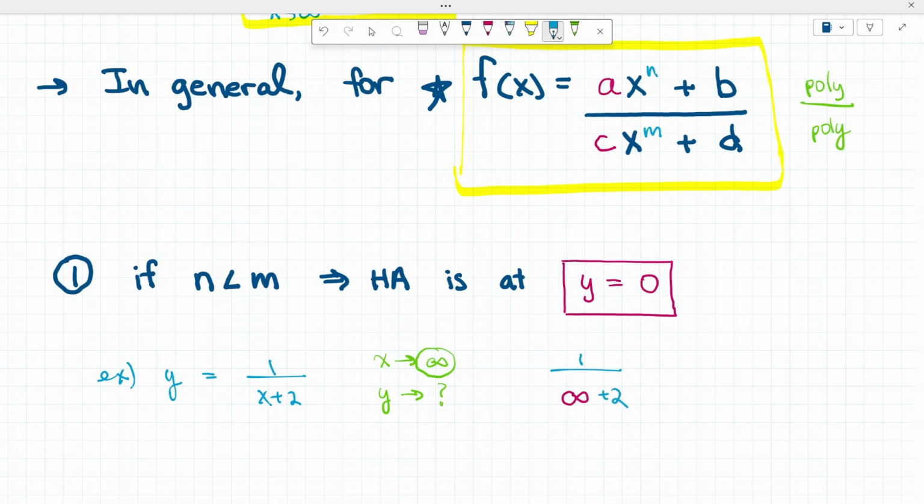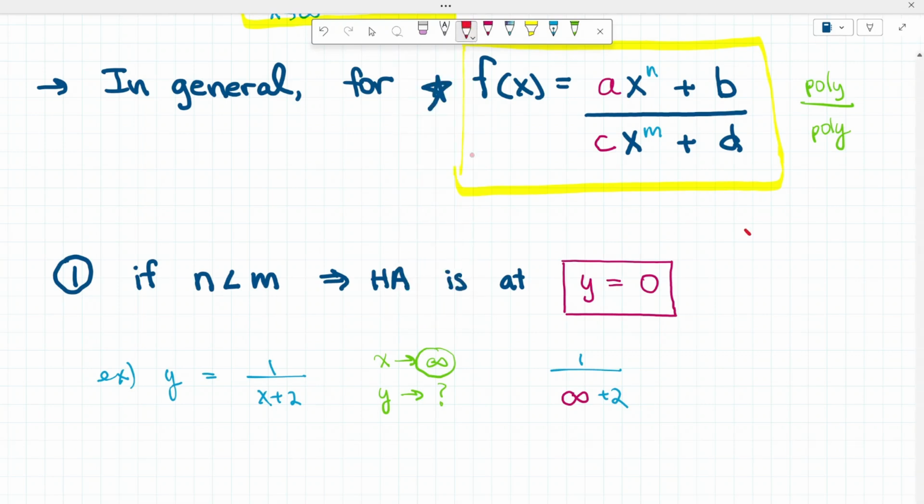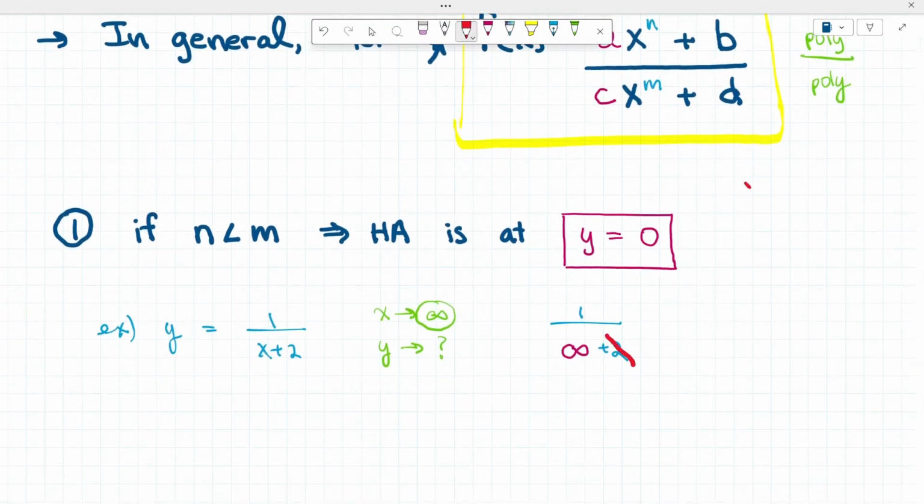Whenever we're doing this type of analysis, you want to get rid of any constant value because it's going to be irrelevant next to infinity. If infinity is already infinitely large, what is something infinitely large plus 2? That doesn't really make sense. So the 2 here doesn't really play a role anymore, and we can get rid of the 2. Essentially then what we're looking at is 1 over infinity.